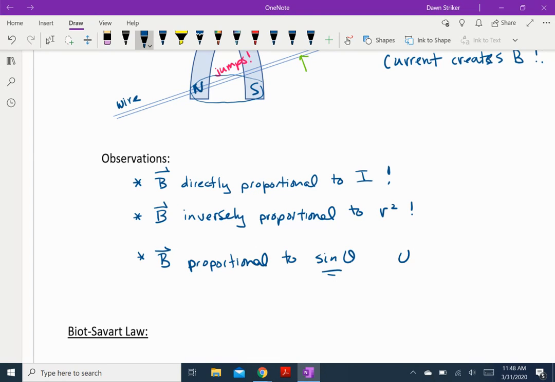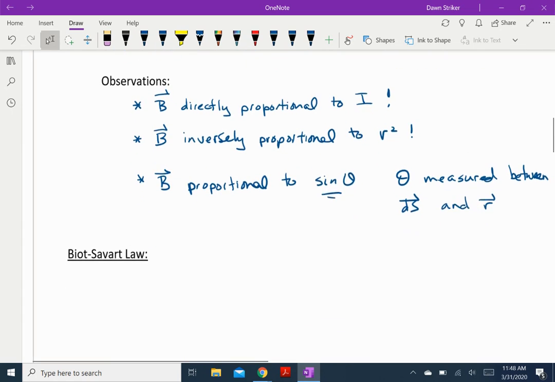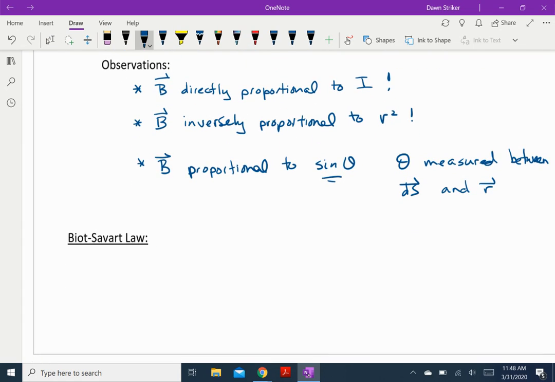What angle? Where theta is measured between ds, the length vector, and the radial vector. So I need to draw a picture to show you what that means. All right. So here is a little length of current-carrying wire. It's not perfectly straight. It's got some current flowing in it. Let's say the current's going in here and it's coming out here. And I want to think about the magnetic field at this point P, a little bit above the wire.